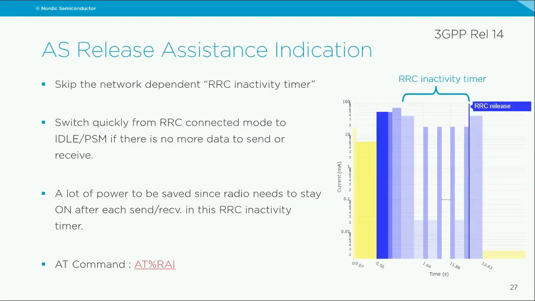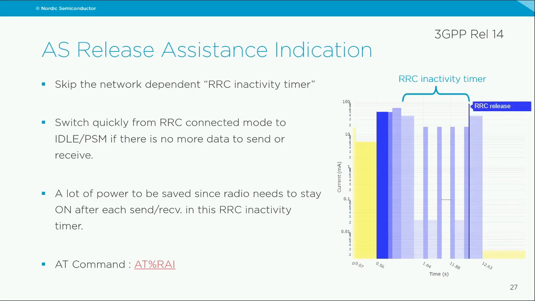And this next one is also related to the RRC inactivity timer. It is Access Stratum Release Assistance Indication support. This new feature makes it possible to skip the network-dependent RRC inactivity timer. You can tell the network that after you have sent your data, you have nothing more to send or receive, so you can ask the network to put the device into the next mode. So you don't need to stay up for the RRC inactivity timer.